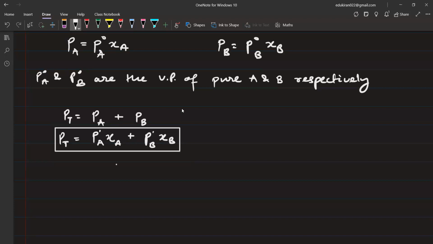Now, there is a specific form of this particular Raoults law that we are going to use for numericals. Please write for numericals.